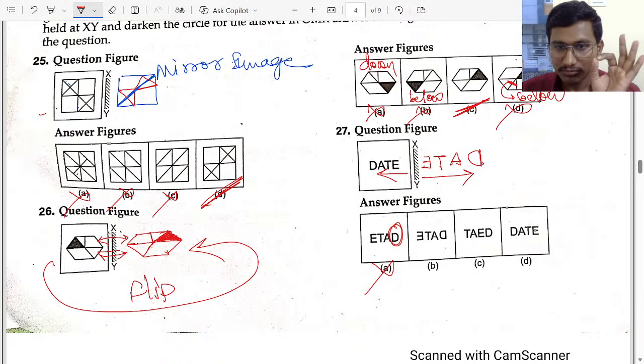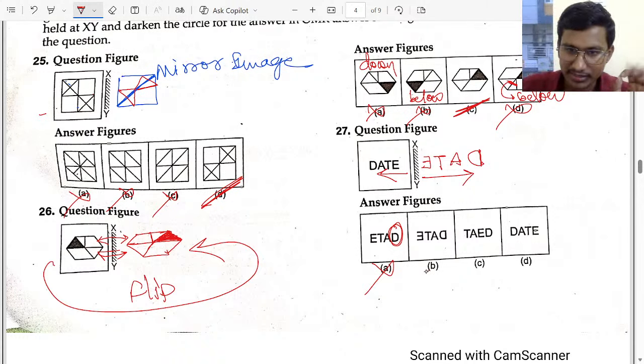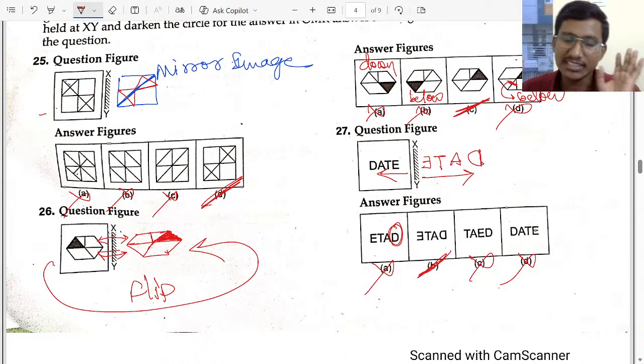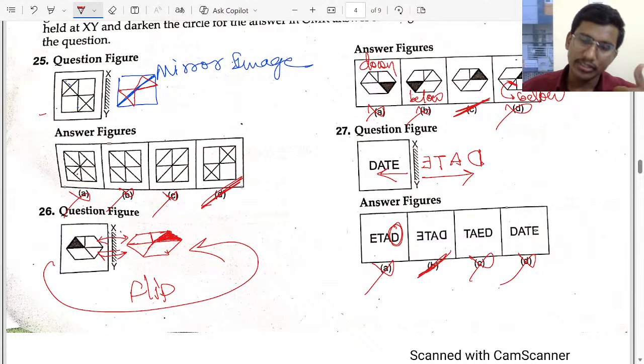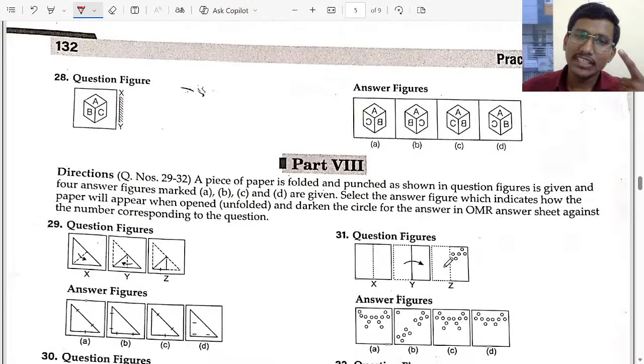If you see ETAD, option B is correct. Yes, that is the answer, not C, not D either. So for the 27th, B is the correct answer. Okay, good. Next, let us go to the 28th question. A, B, C is there, right? Here it will look the same.